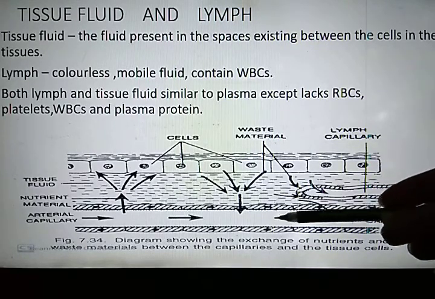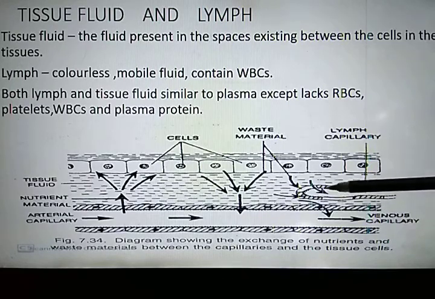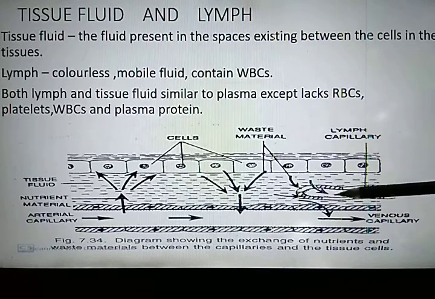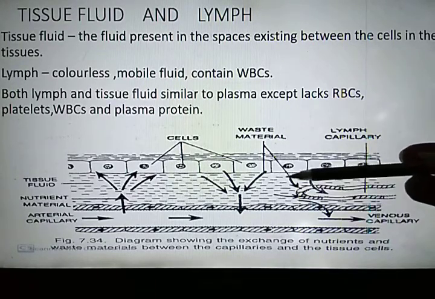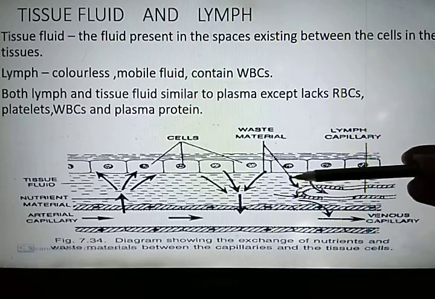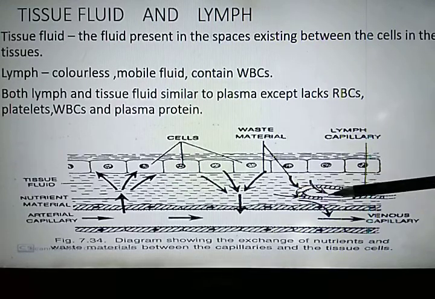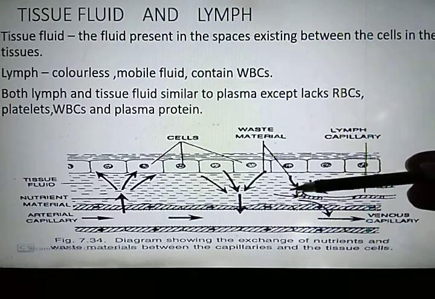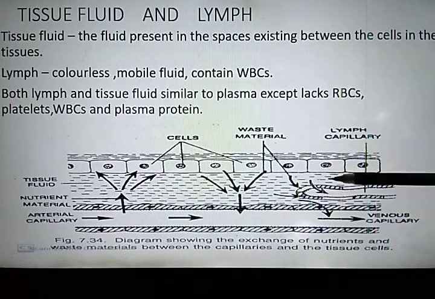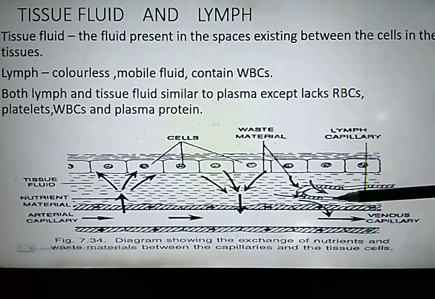Now the fluid which enters into the lymph capillary is known as lymph. Tissue fluid and lymph are identical to the blood plasma, but as compared to the tissue fluid, because lymph is coming from the tissue fluid after the exchange of material, it has abundant carbon dioxide and other metabolic waste, but it has less amount of nutrients and oxygen.